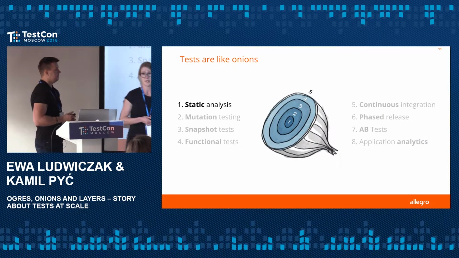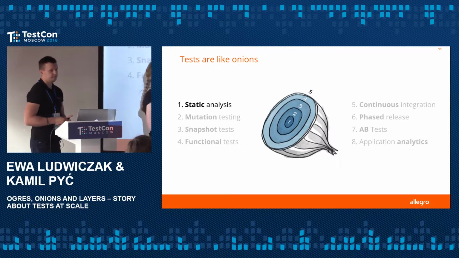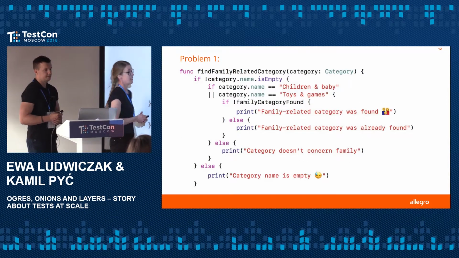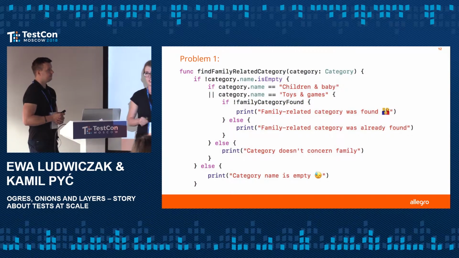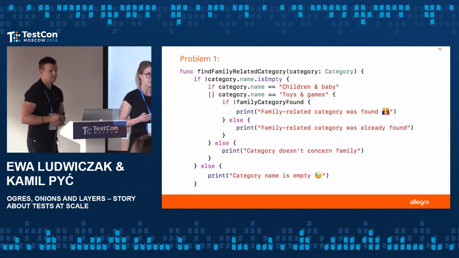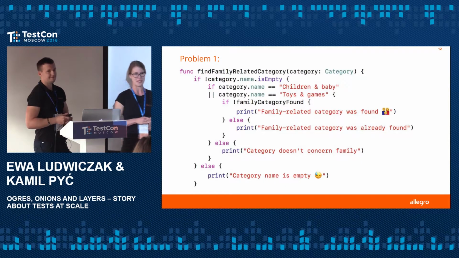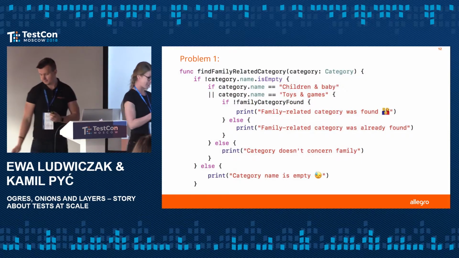Okay, so let's start with our testing onion, and let's start with the first layer of testing, which is static analysis. So this is exemplary code. It's written in Swift. This is the language that we use in iOS projects, and it's not production code, don't worry. It's just to illustrate the problem that we experienced in our project.